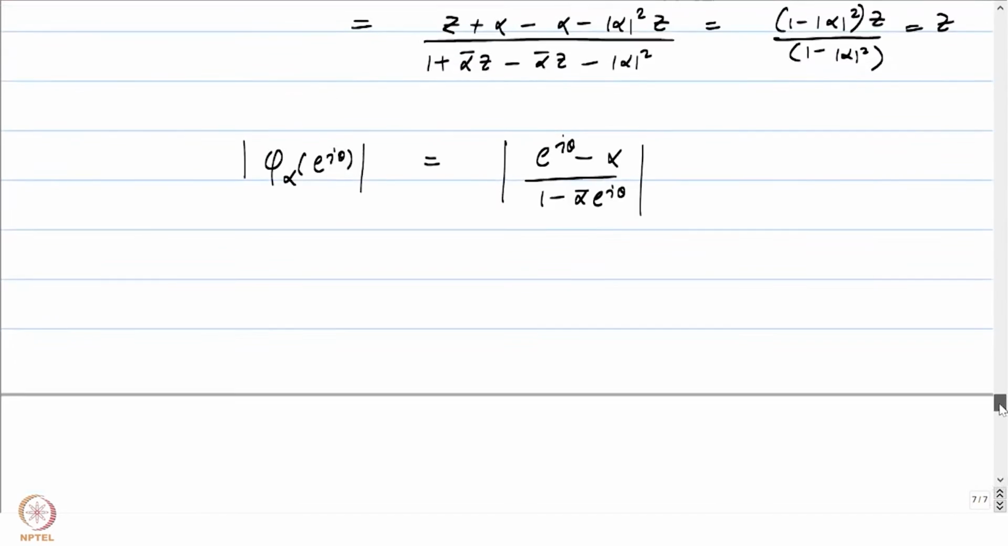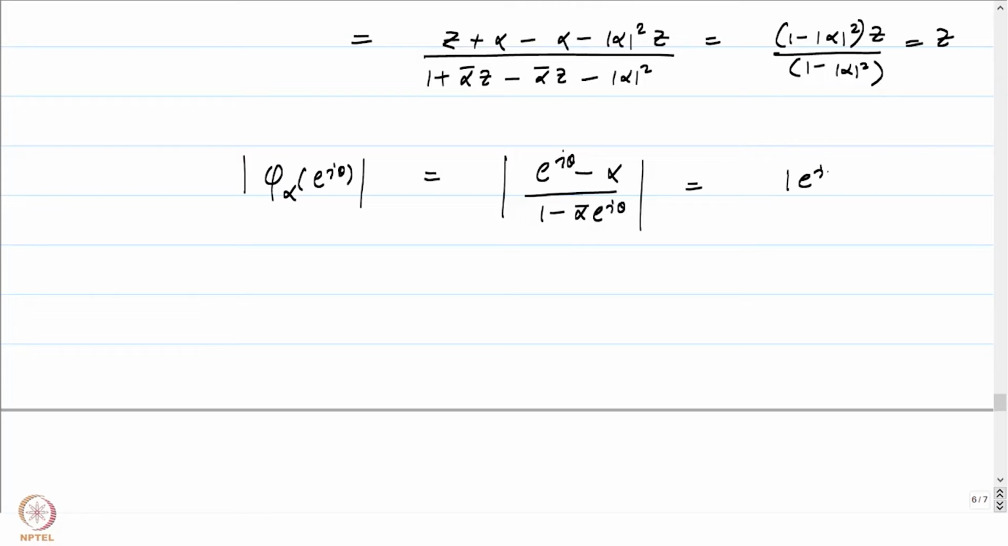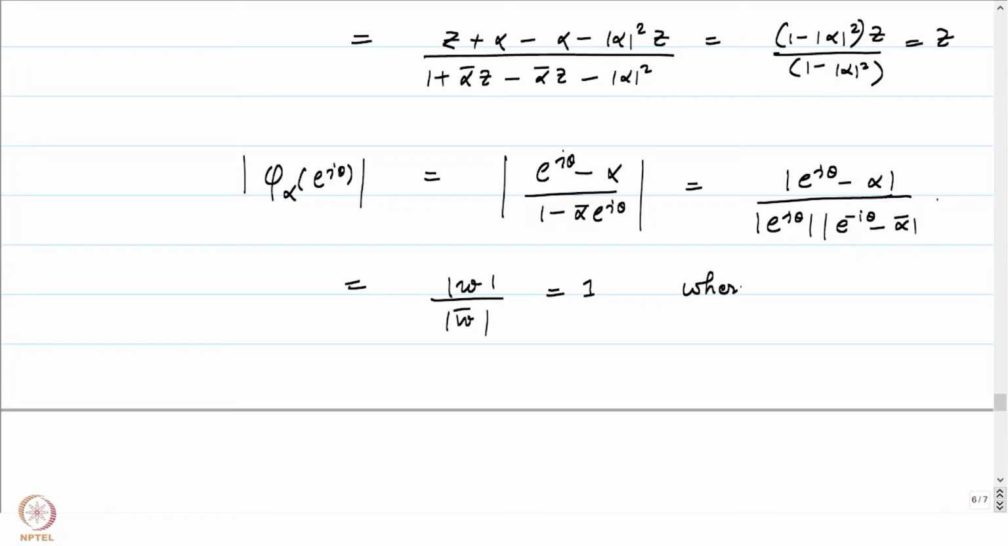Some manipulations will tell us that this is the absolute value of e to the power i theta minus alpha, by the absolute value of e to the power i theta taken out as a common term. Then I will have to introduce an e to the power minus i theta here, minus alpha bar. This is precisely what we have. This is going to be equal to the absolute value of w by the absolute value of w bar, which is equal to 1, where w is just equal to e to the power i theta minus alpha.